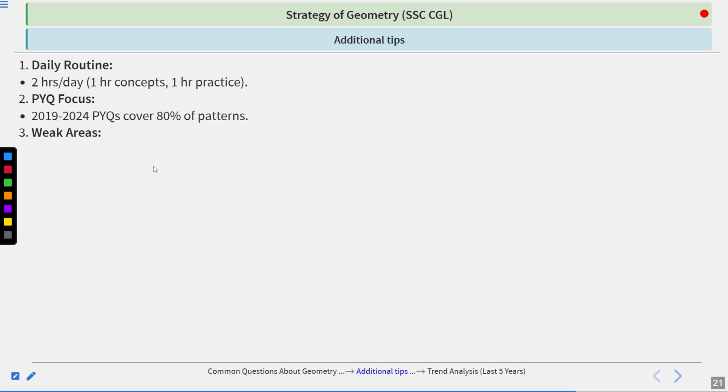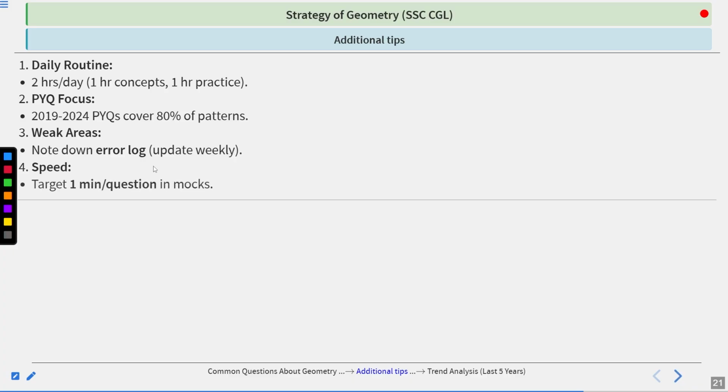Focus on weak areas. So note down an error log and update it weekly. Generally, work on your speed. So try to solve one question per minute in mock tests, because as we know that the SSC CGL exam is a speed test. So you need to minimize your time to solve the question. You need to try to solve the geometry questions in 1 minute.